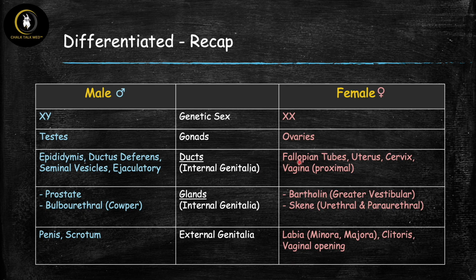In the female, the ducts are the two fallopian tubes that unite into the uterus in the center, which then becomes the cervix, which then connects with the vagina, and the proximal portion of the vagina is part of the internal genital tract. And then the glands in the female are the Bartholin glands, which is also known as the greater vestibular gland, and the Skene gland, which is also known as the urethral and periurethral glands. And then finally, the external genitalia in the male are the penis and the scrotum, and the external genitalia in the female are also known as the vulva, and that contains the labia minora and majora, the clitoris, and the distal portion of the vagina.